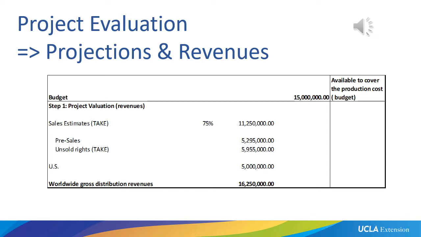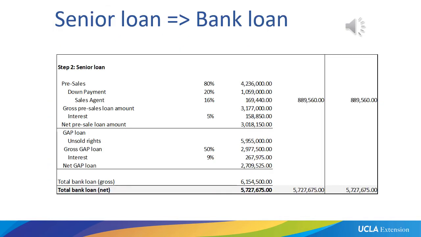It's very simple. We're taking our 75% take estimates of $11,250,000. We're deducting the actual pre-sales of $5,295,000, and then we are left with unsold rights of $5,955,000. We are assuming for this finance plan that our U.S. distribution rights will be sold for $5 million. So altogether, we're hoping to get worldwide gross distribution revenues of $16,250,000.